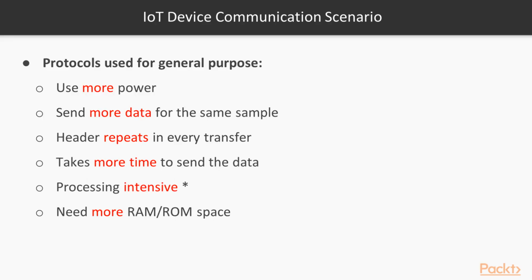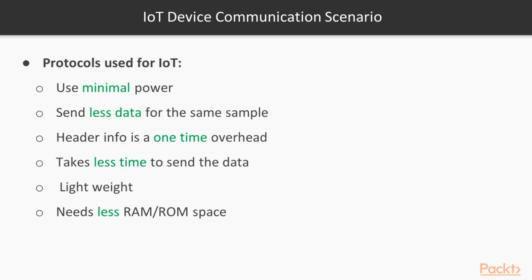Now let's take a look at the IoT device communication protocols. In other words, this is the software part of the equation. Protocols currently available today are written for general purpose devices. They're not written for devices with constraints like the IoT devices. So naturally, they use more power. They send more data in the same sample because the header repeats in every transfer, and other overheads. It takes more time to send the data because you tend to use a lot of layers of software, and naturally it uses more RAM and ROM space.